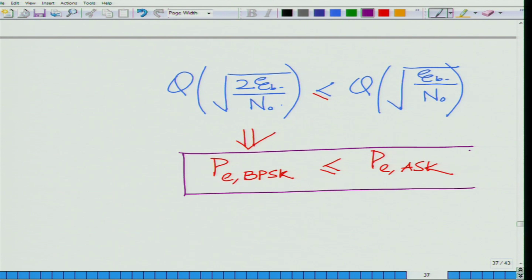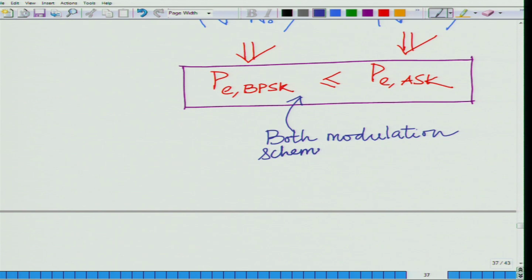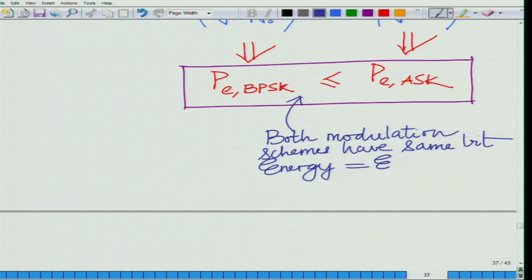And this comparison is a fair comparison because we are comparing it for the same bit energy. Remember, the important consideration here is that both modulation schemes have the same bit energy equal to E_B. Therefore, this is a fair comparison. That is the important point.